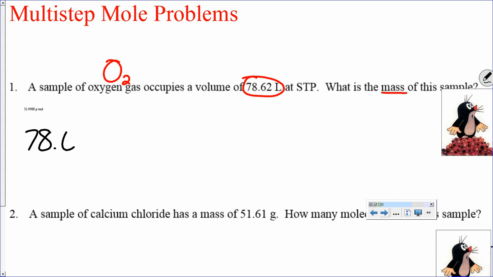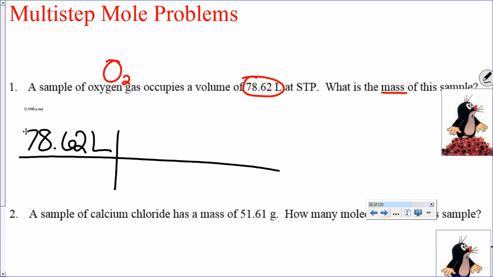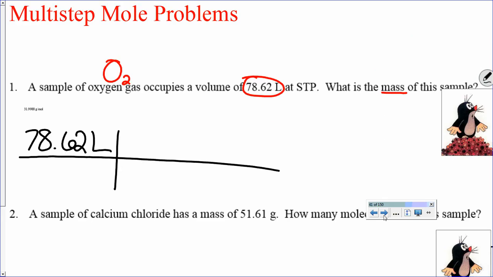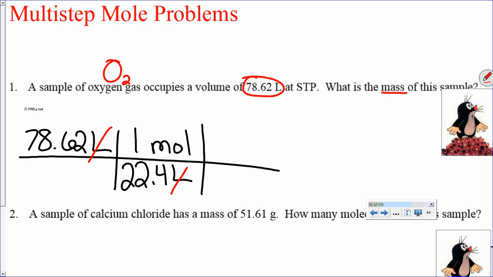We're starting with our 78.62 liters that the problem gives us. My first thing that I'm going to have to do, and if you like this mole road model, you can look back at this and say, okay, I'm at liters. I'm going to use this 22.4 conversion factor to get into moles. So liters is going to need to be on the bottom so that I am then able to cancel out liters.